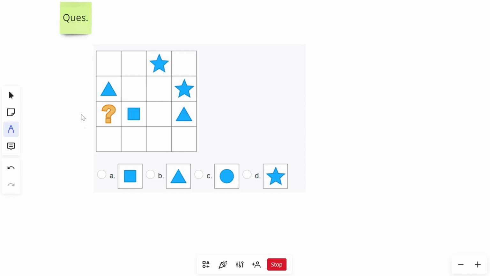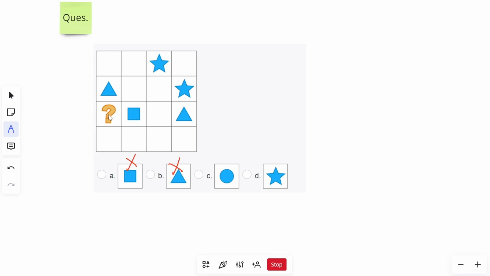Let's look at this question. We have the question mark in the third row. Here we have to tell out of the given options which will come in the place of question mark. First of all, triangle cannot come here because triangle is already there once in this column. So we have removed triangle as a possibility. Then we have square. Square also cannot come here because square is also there in the same row. So now we are only left with circle and star.